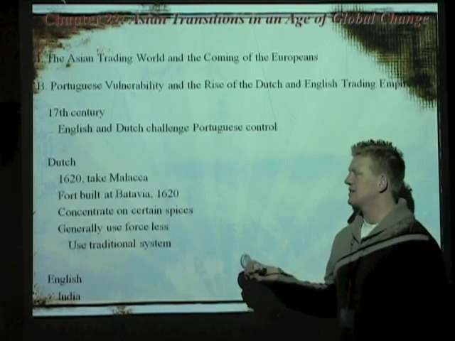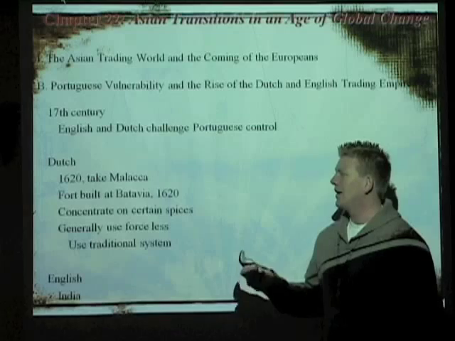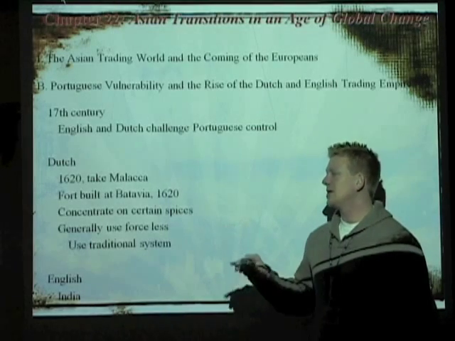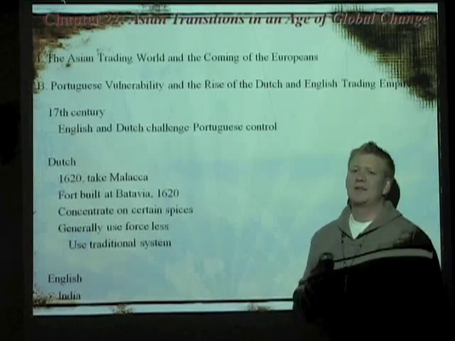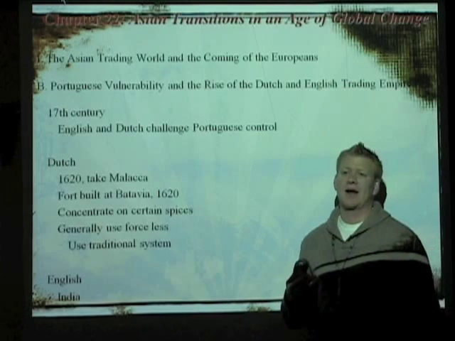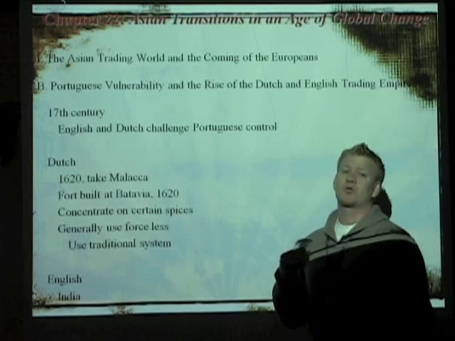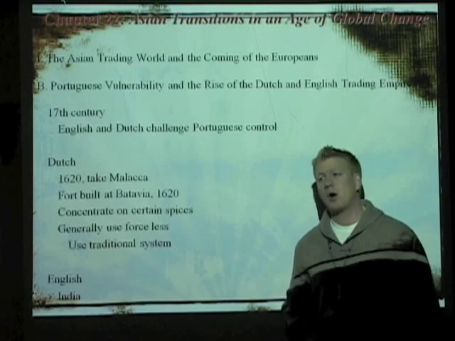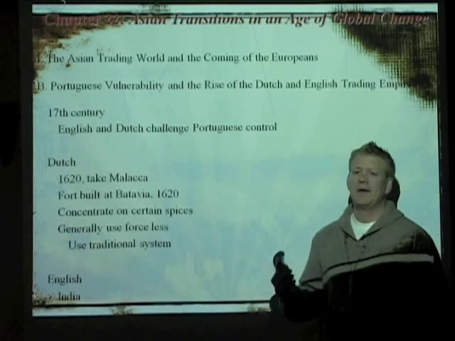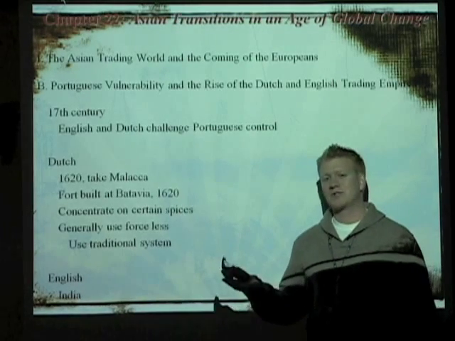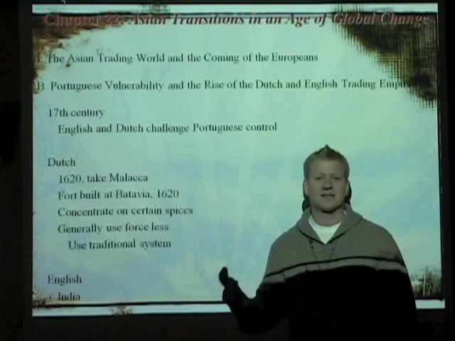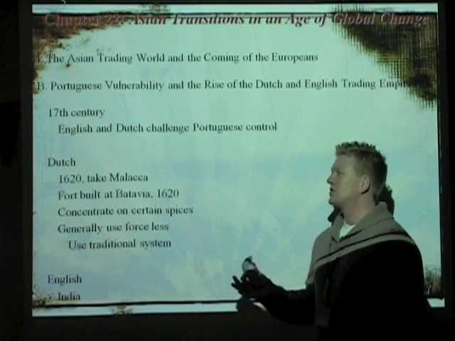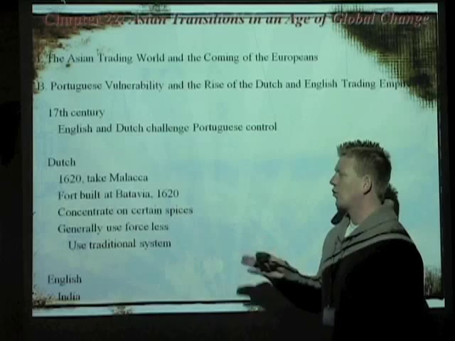So the Dutch come in 1620, they take Malacca, they build the fort at Batavia in 1620. This is important because it's on the other side of the island, and it's where the spices were actually being grown. So then they can be harvested and put on the boats right then and there, versus having to go across the island. Now I know it's an island, but still, it's another process, and this just showed how more systematic the Dutch were in their organization.